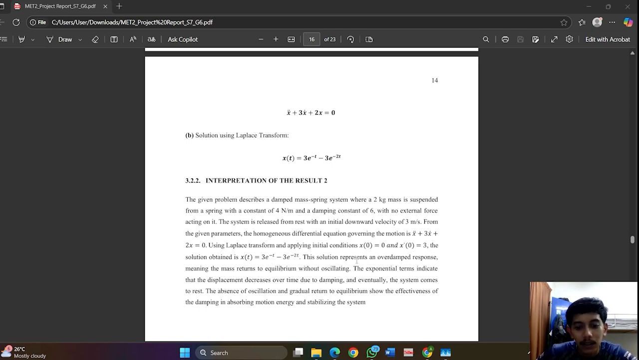This solution represents an overdamped response, meaning the mass returns to equilibrium without oscillating. The exponential terms indicate that the displacement decreases over time due to damping, and eventually the system comes to rest. The absence of oscillation and the gradual return to equilibrium show the effectiveness of the damping in absorbing motion energy and stabilizing the system.